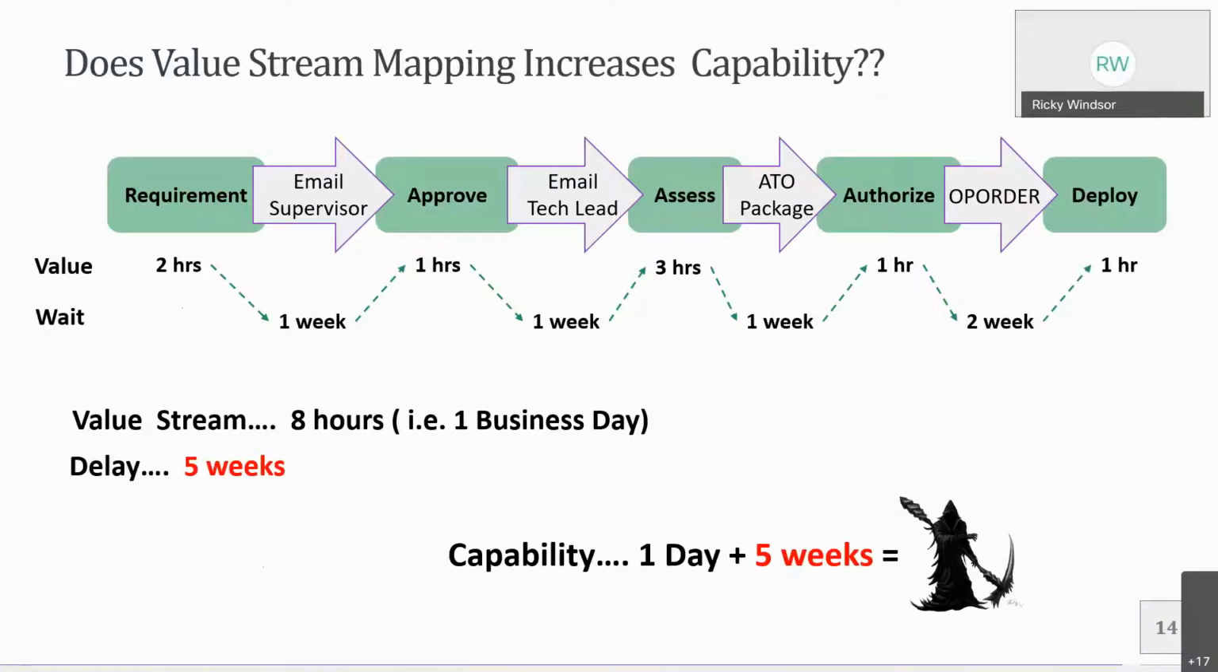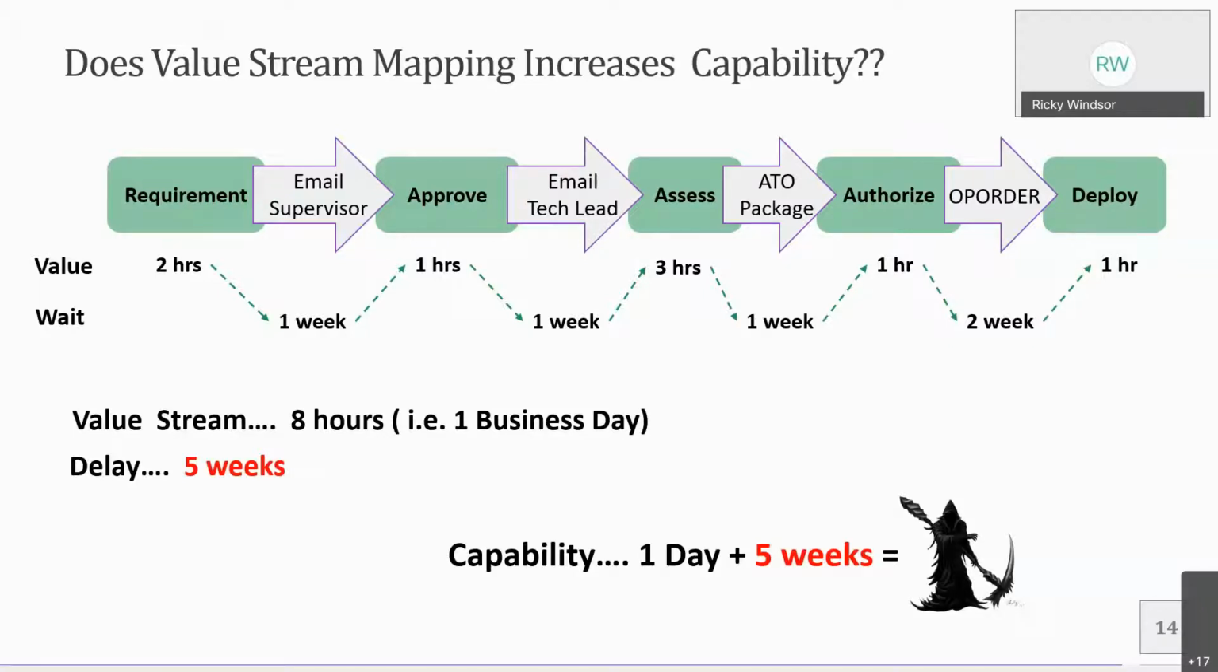Then the authorizer looks at it, says, yep, it checks out. Everything looks good. 1 hour later, approves it, sends it off. And then between the authorizer and the deployment, operationally, it takes about 2 weeks, but it only takes about an hour to actually install it, right? So your value stream in there, where value is actually added to the process, equates to about 8 hours, right?